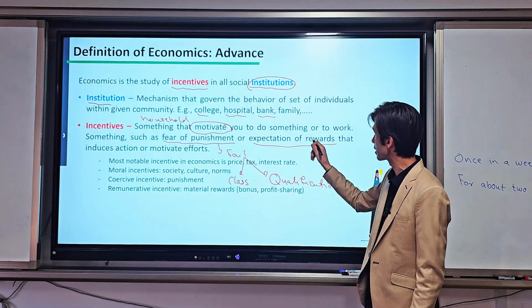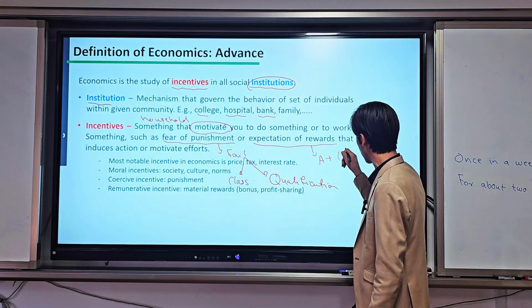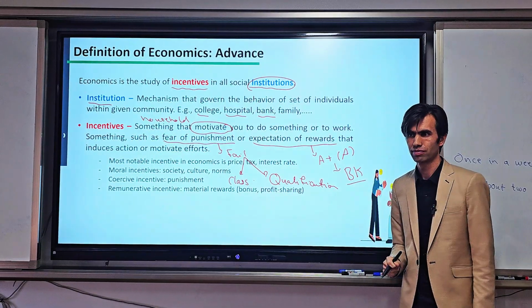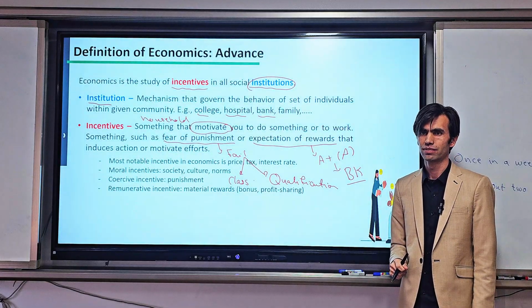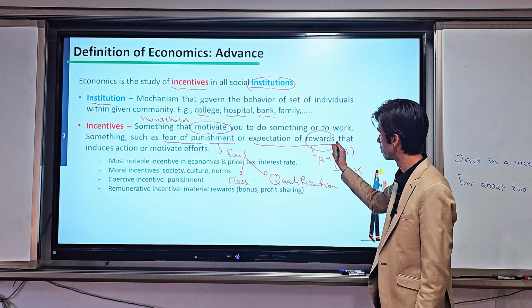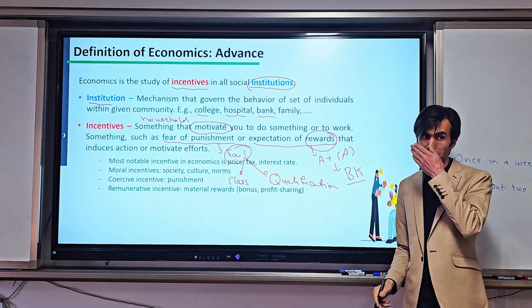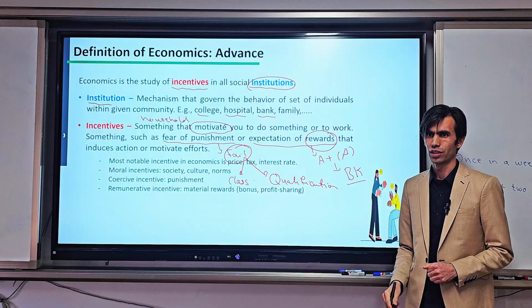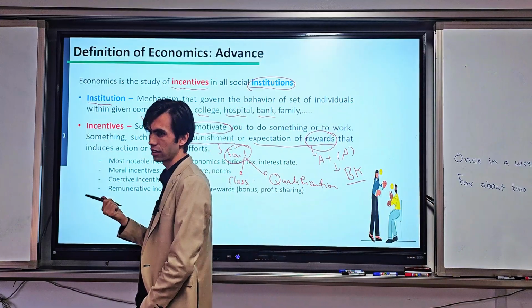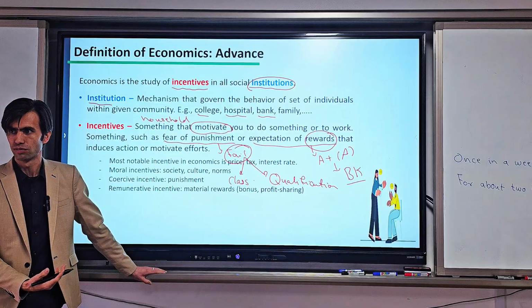And also at the same time, expectation of reward. It means if you get A plus or A in this course and some other course at the end, you will get the BK scholarship. So this BK scholarship is a reward. But this feeling of failure is a kind of fear of punishment. So failing is a kind of punishment. So that's why fear of punishment and also expectation of reward, both of them can motivate us.